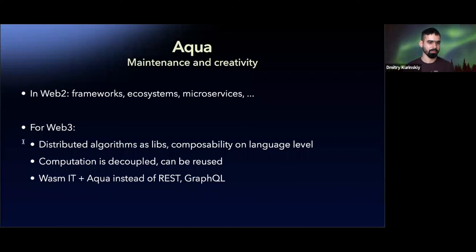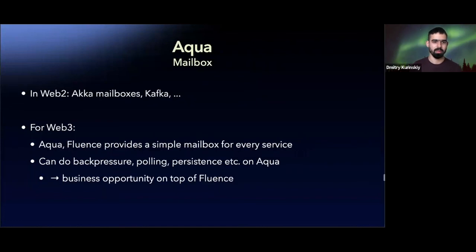So, to wire everything together, we have WebAssembly interface types and Aqua instead of REST and GraphQL. The same problem, slightly different approach because of a different domain. With Aqua and Fluence, you have mailboxes. Like in Web2, you have mailboxes, and if this is not enough, you can use something like Kafka or managed queues.